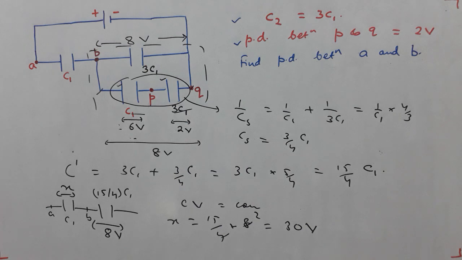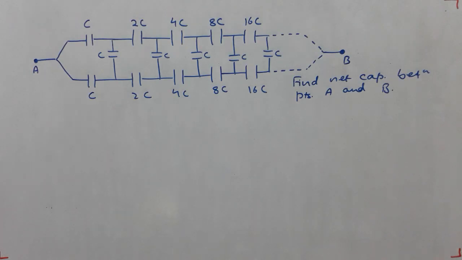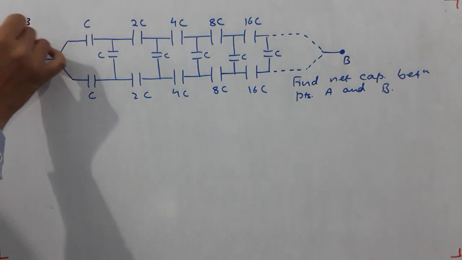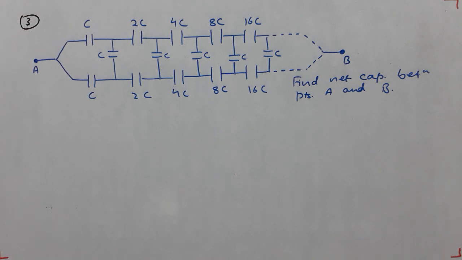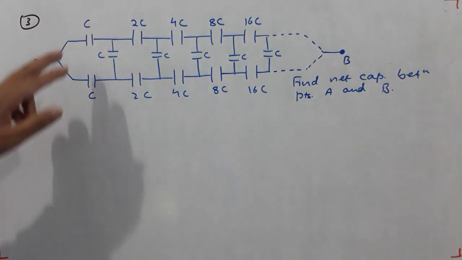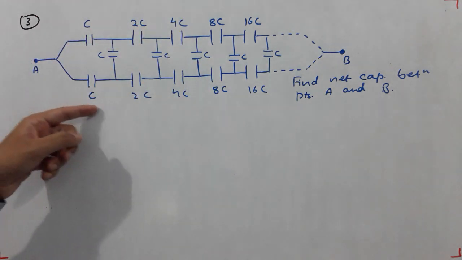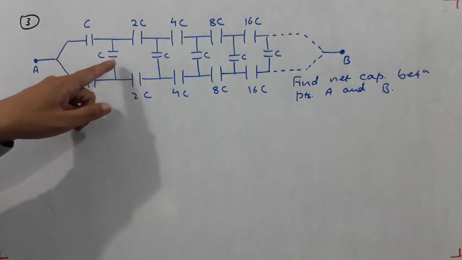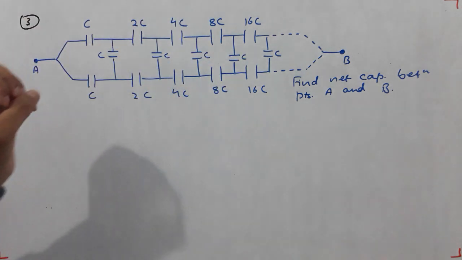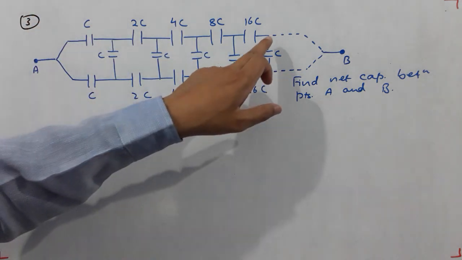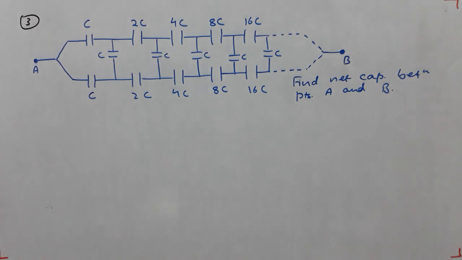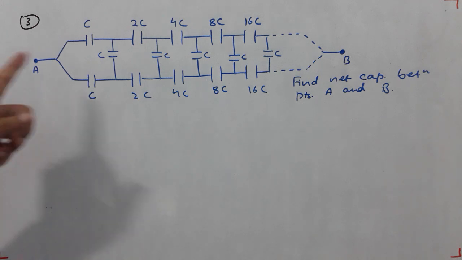Let's see the next question. In the next question, question number 3, there is a network of capacitors, and this network is an infinite network. The capacitors are arranged like so: C, 2C, 4C, 8C, here also C, 2C, 4C, 8C, and here we have capacitors C, C, C, C arranged, and the pattern repeats like this, and it goes on to an infinite sequence. We have to find the net or equivalent capacitance of the circuit between the ends A and B.